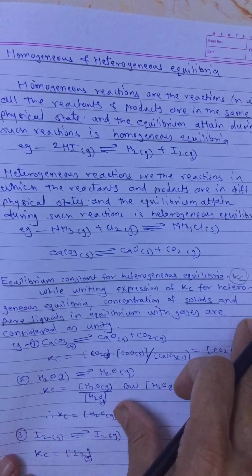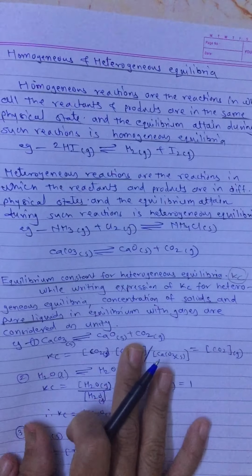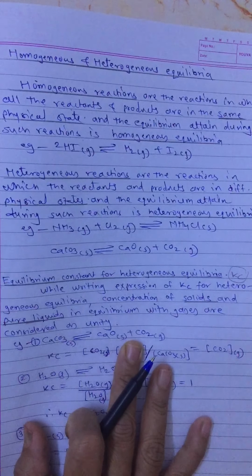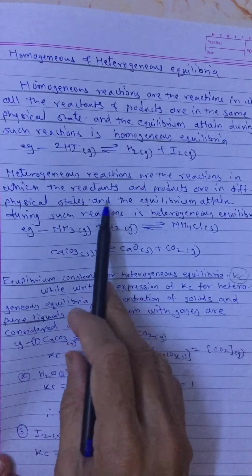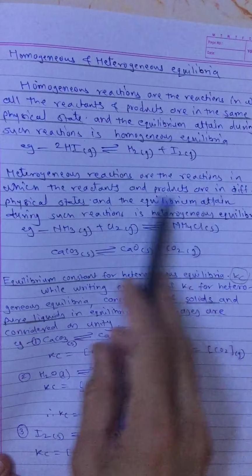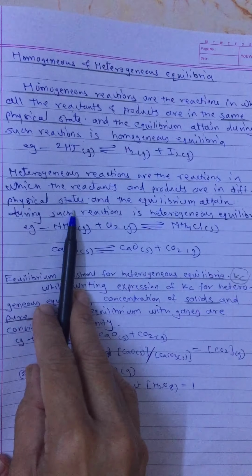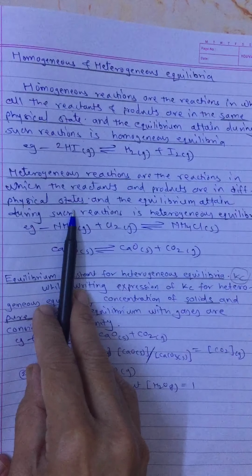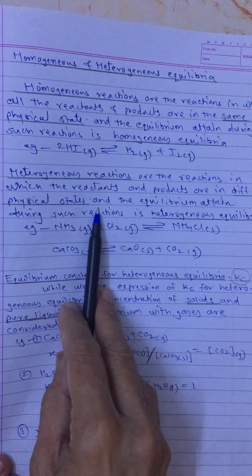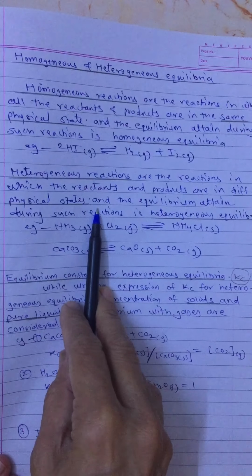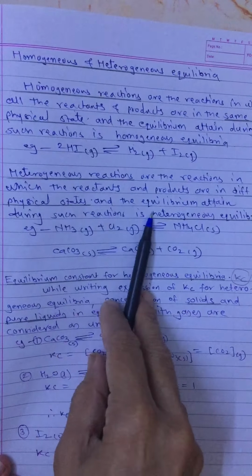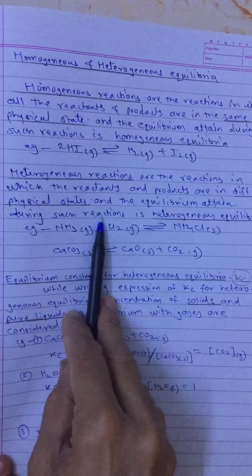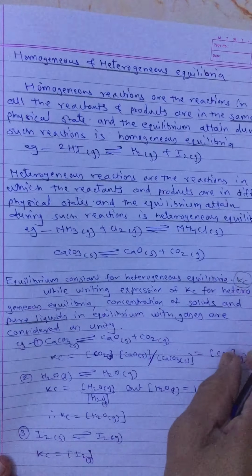Heterogeneous equilibrium. What are heterogeneous reactions? Heterogeneous reactions are the reactions in which the reactants and the products are in different physical states. There can be a mixture of solid, liquid, gas, or solid and liquid, or liquid and gas, like that. And the equilibrium attained during such reactions is heterogeneous equilibrium.